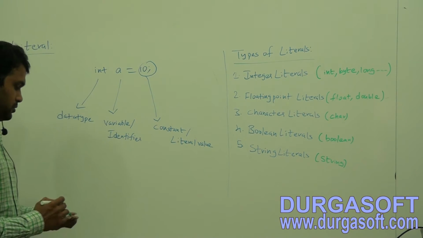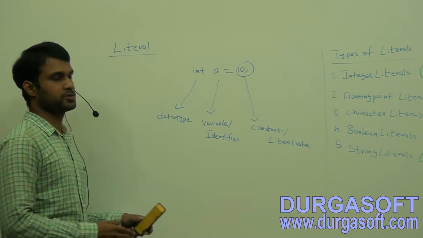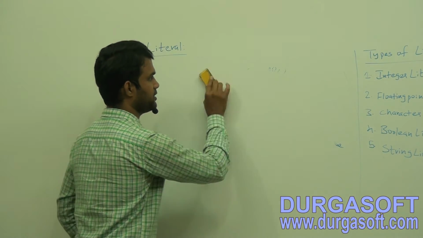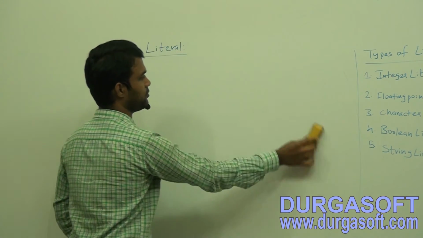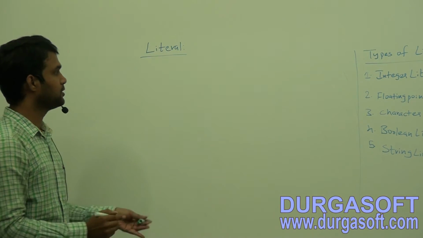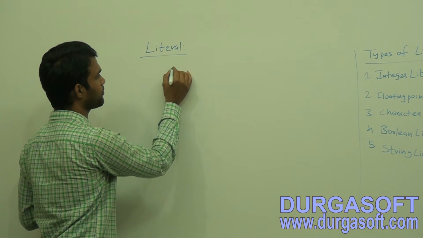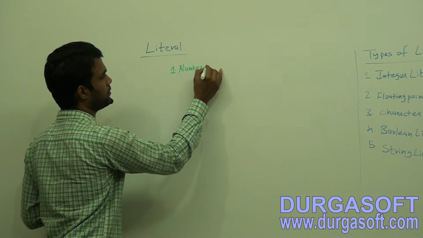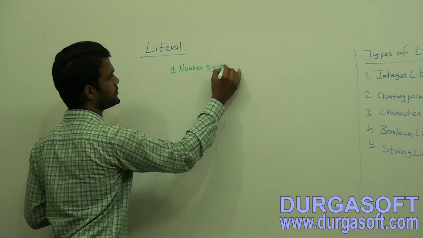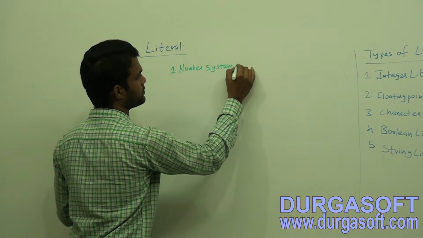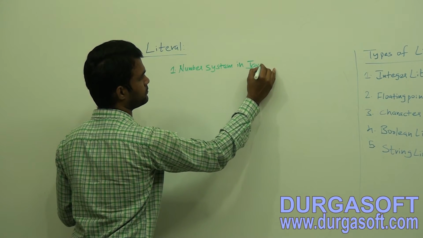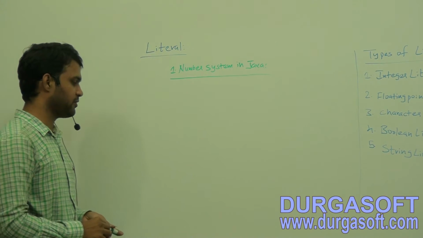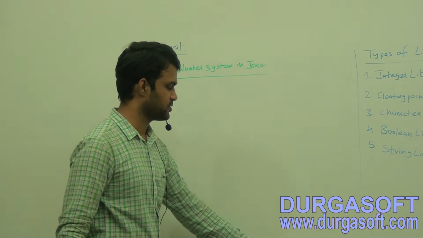Now within this literals concept, we have one more small concept, that is number systems in Java. First of all, how many number systems do we have?